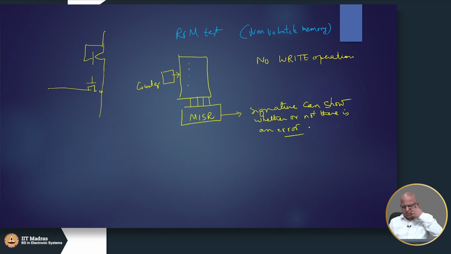A good ROM where all the zeros and ones are the way they should have been will leave one signature, which is the golden signature. But if there is a mistake in one of the positions, then we will get a different answer. Let us take this example. There is a ROM with 4 addresses and let us say 4 bits.